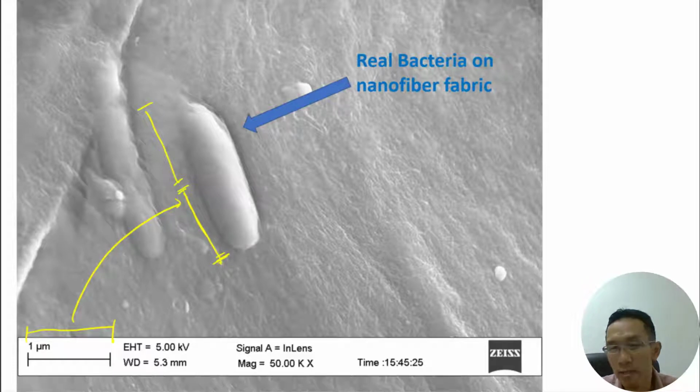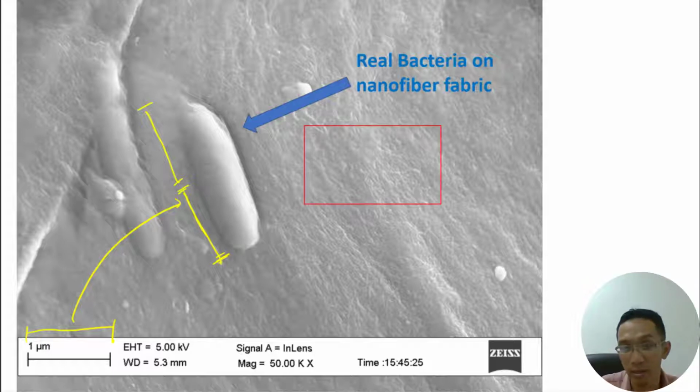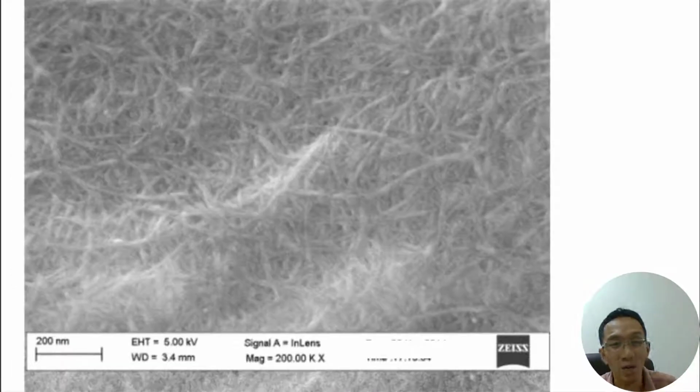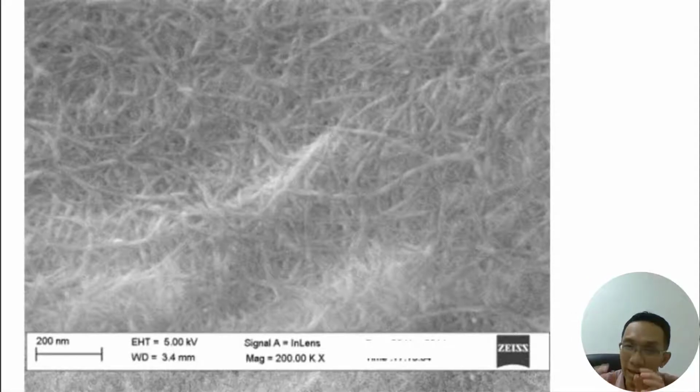And as for the fabric itself, even though it's made from a nanofiber, the fiber itself is not really clear from here. You really need to magnify it further to clearly see the fiber itself. Okay, let's say we take this area. The image here is 50,000X. Try to magnify it 4 times more, meaning 4 times 50, which is 200,000 magnification, we got this image. So only at this magnification can you see the fiber clearly. If you look at the scale bar here, it is 200 nanometer.